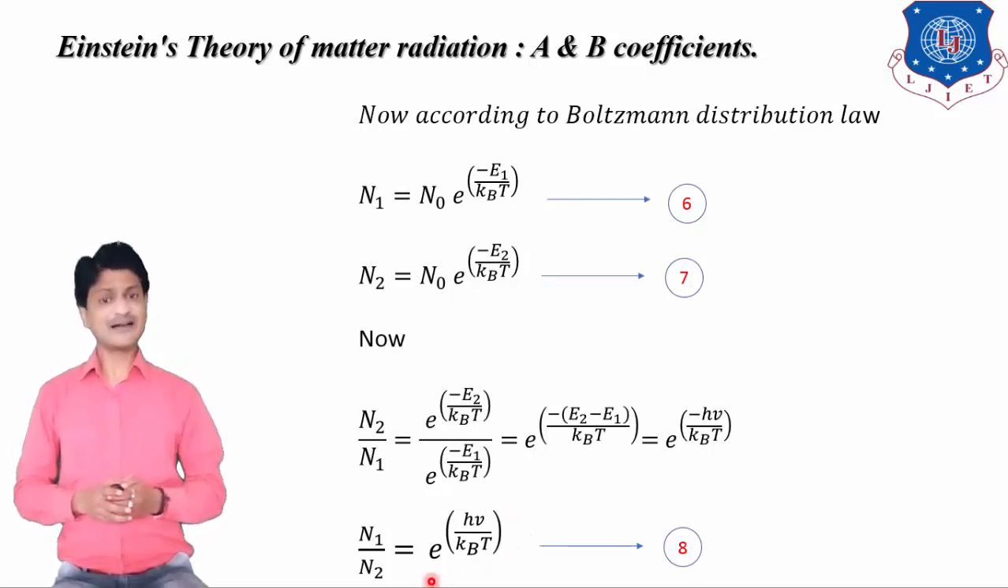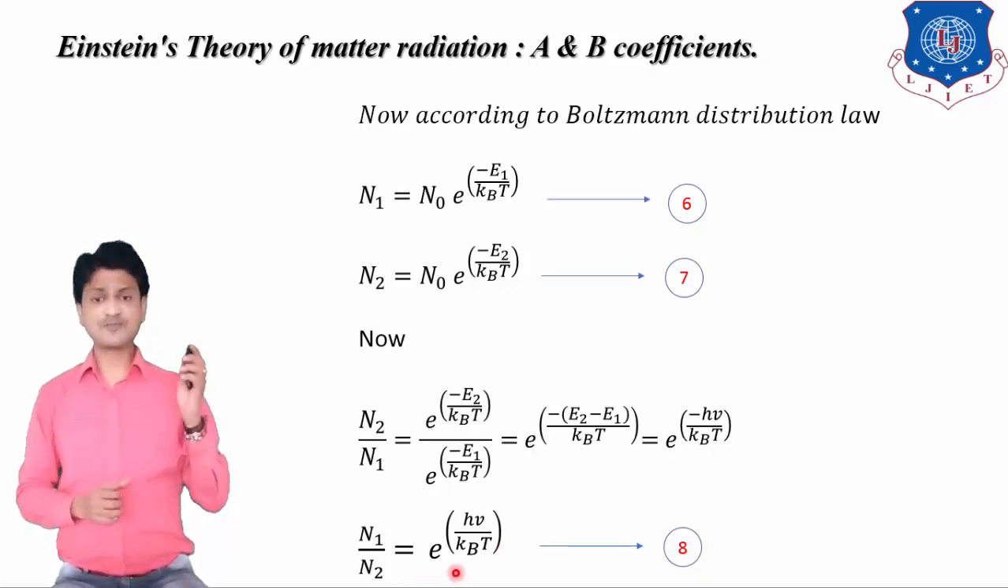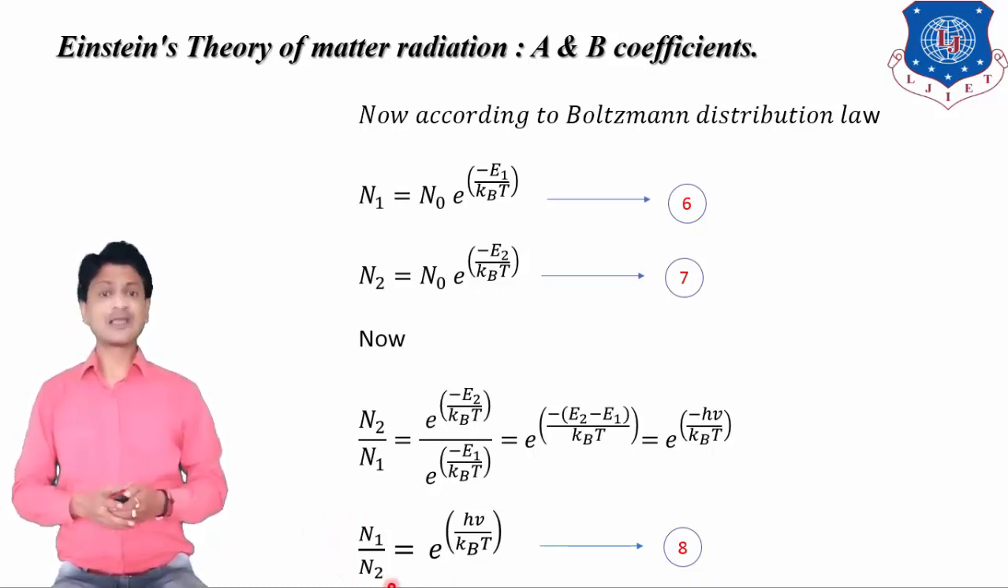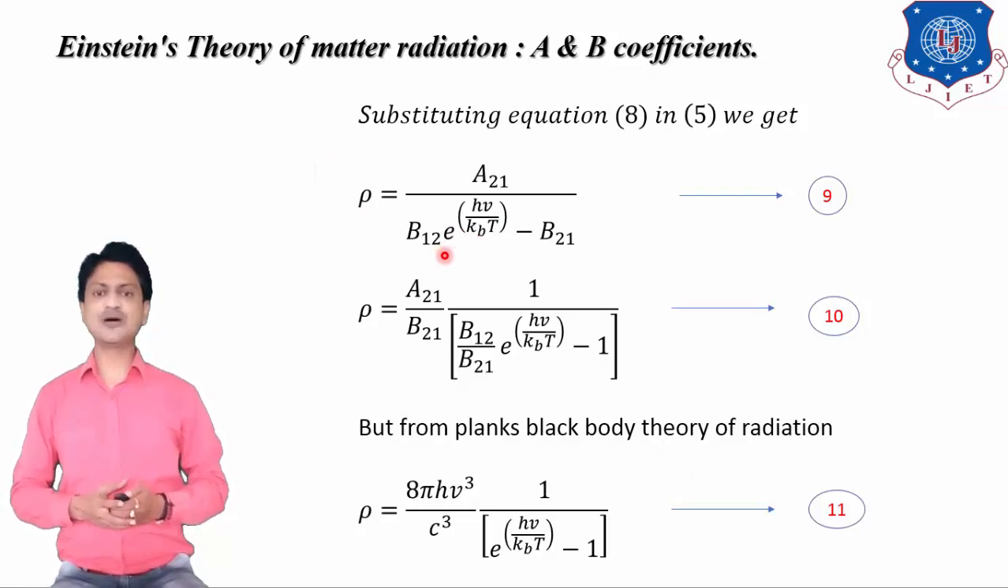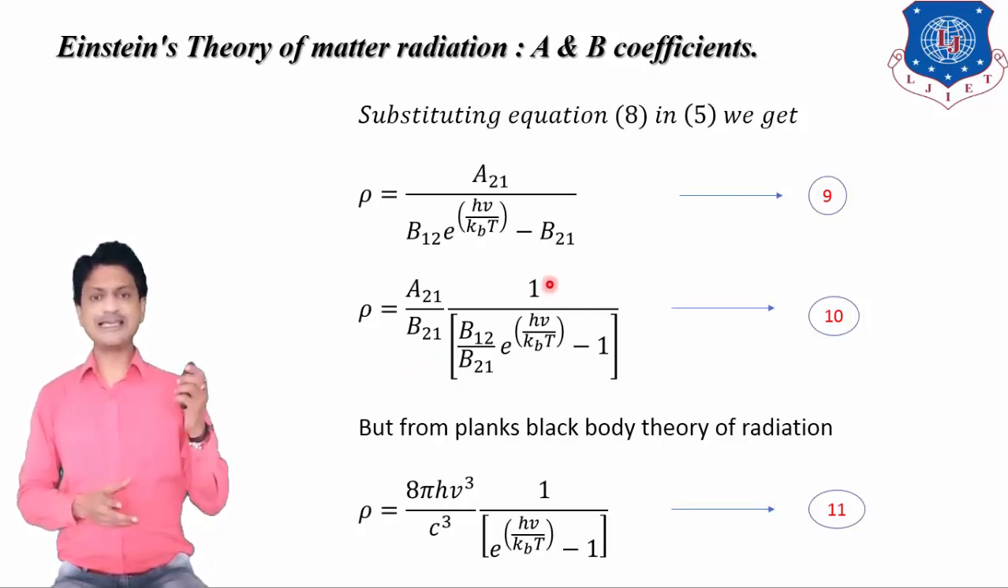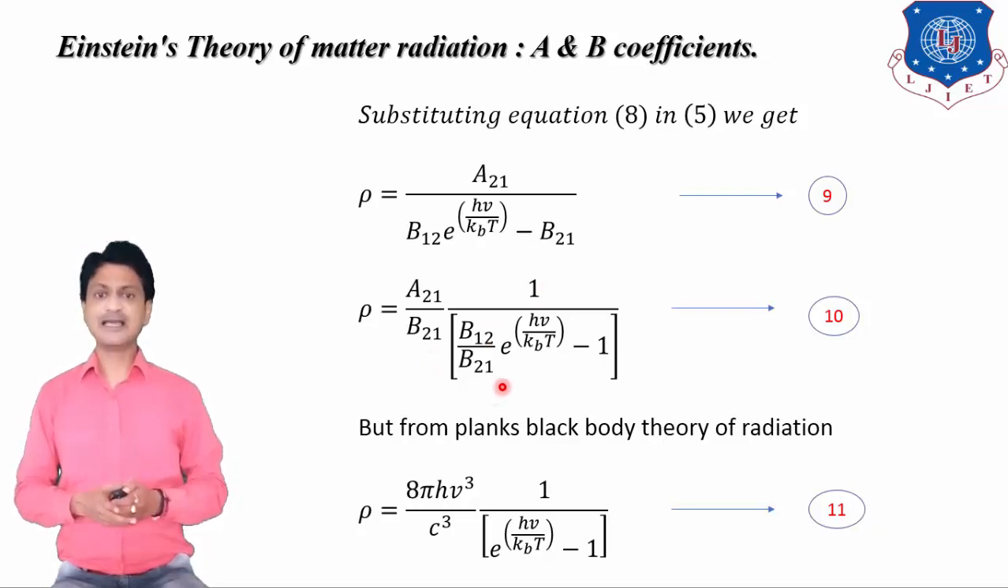If we rearrange the above equation again, then N1 by N2 equals e raised to hv upon kB into T. Now substitute this N1 by N2 equals e raised to hv upon kB into T in the equation of rho. Then we have rho equals A21 upon (B12 e raised to hv upon kBT minus B21). Now rho equals A21 upon B21 into 1 upon (B12 upon B21 e raised to hv upon kBT minus 1). Here we have divided the equation by B21.